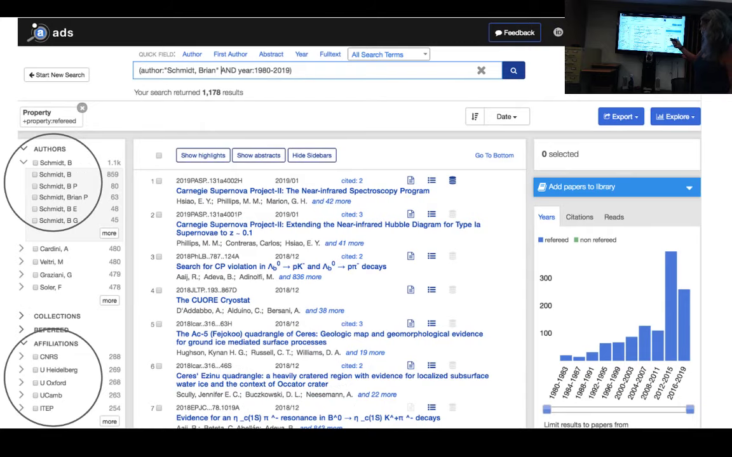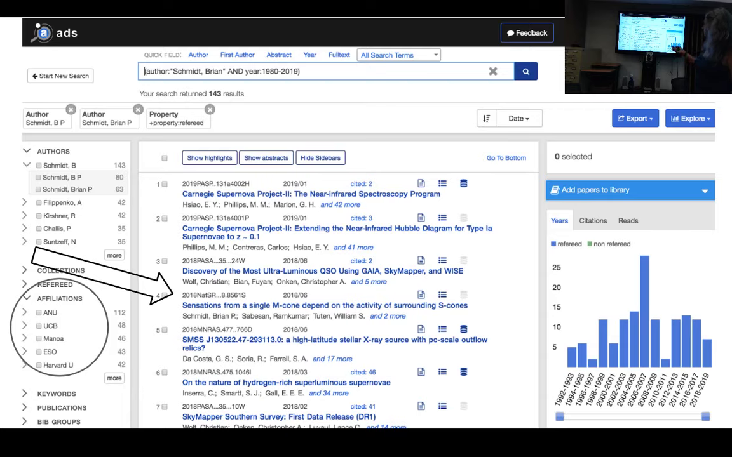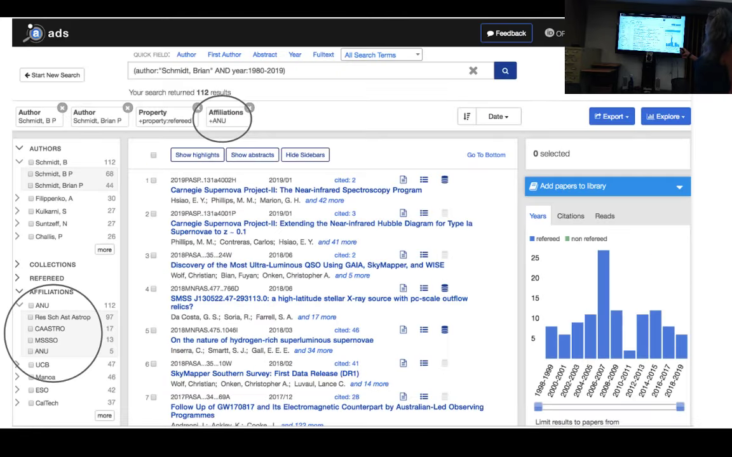So I happen to know that Brian is in Australia at Australian National University. So I open affiliations. There's the ANU. So that's going to help me reduce it. I've reduced it to refereed only. Again, that's going to help narrow things. But in fact, the fourth one down is not our Brian Schmidt. So what can I do to get rid of him? I can select only the affiliations that are ANU. So that's a way to filter results you already have. Likewise, I could have just put AFF : for affiliation : ANU in the search bar, and it would have given me the same results.